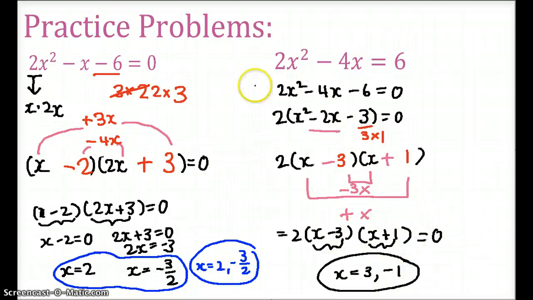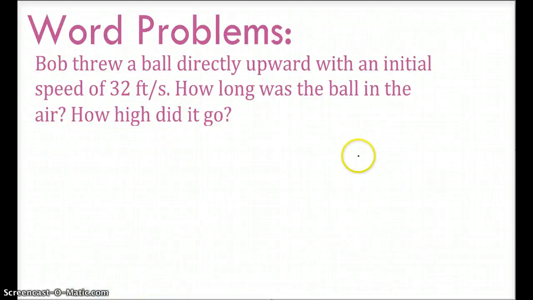Okay, so this is how you do these types of quadratic equation problems. And now we're going to move on to word problems. And these word problems are going to require you to set up a quadratic equation and solve for a variable. So the first question says, Bob threw a ball directly upward with an initial speed of 32 feet per second.